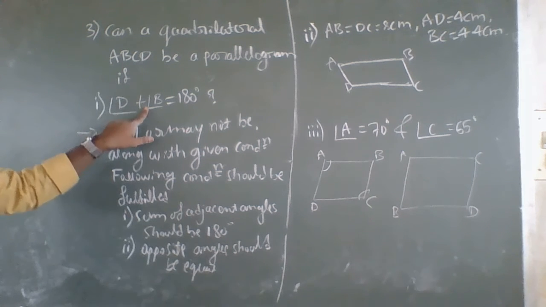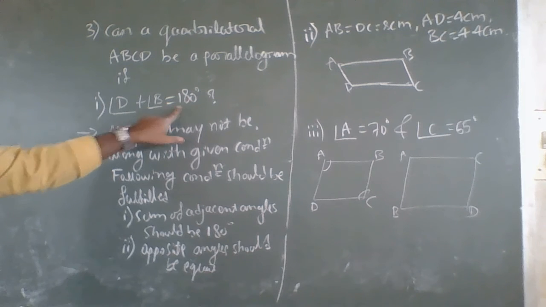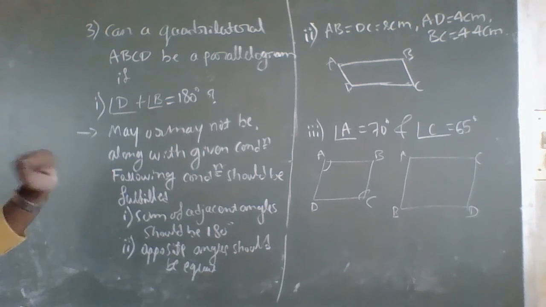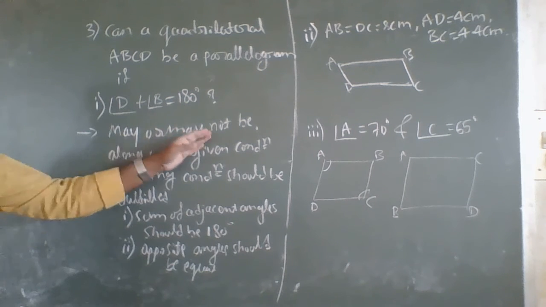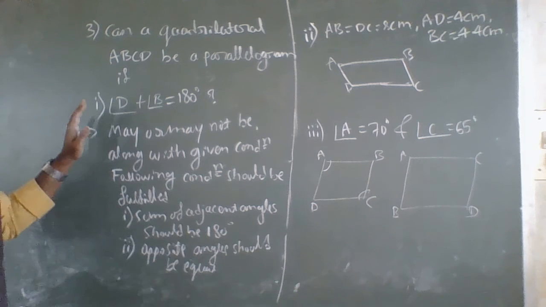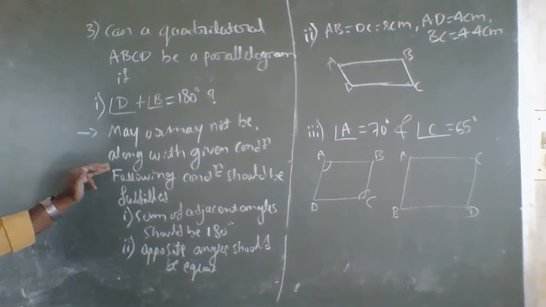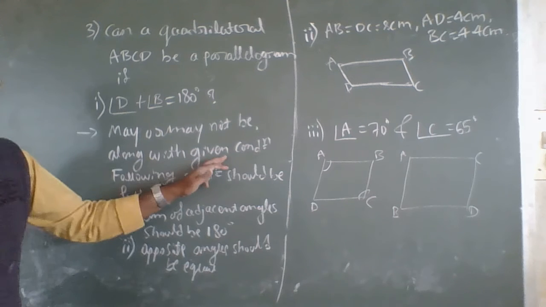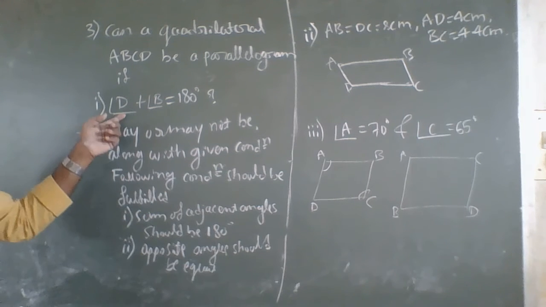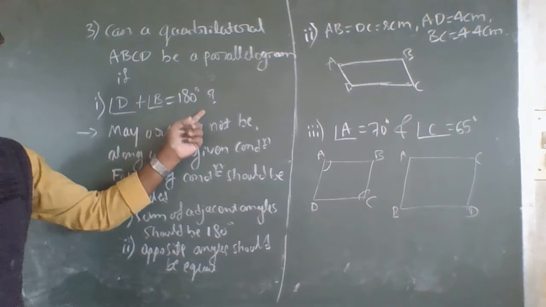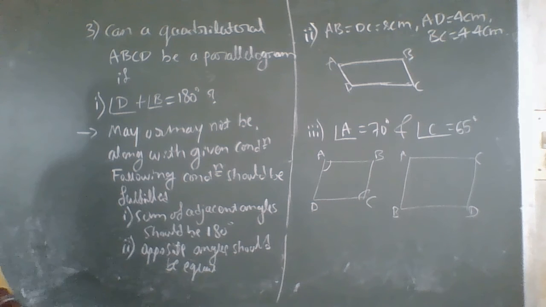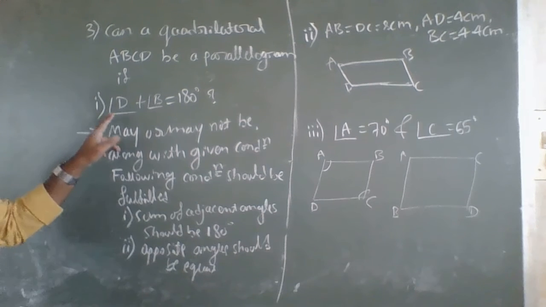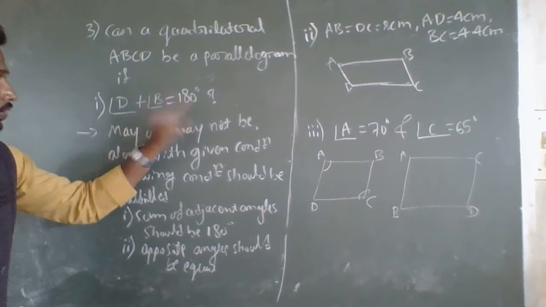angle D plus angle B is equal to 180 degrees. So here angle D plus B is equal to 180 degrees, and the answer for this question is it may or may not be a parallelogram, but along with this given condition, angle D plus angle B is equal to 180 degrees, the following conditions should be fulfilled. Again they have to give two conditions. What have they given? First condition, angle D plus B is equal to 180 degrees.